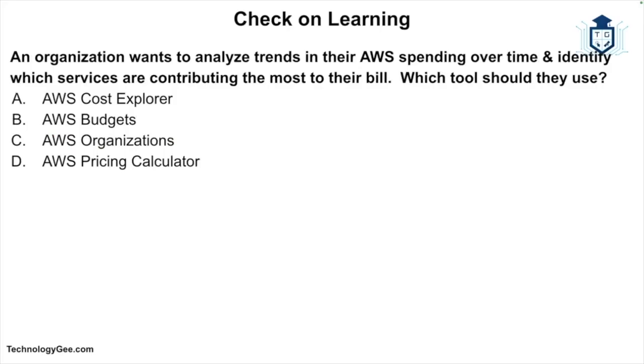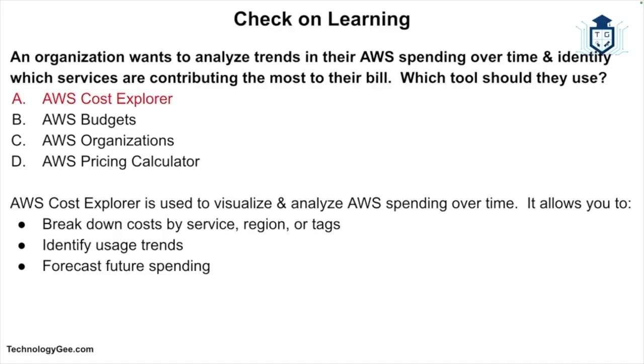Next question. An organization wants to analyze trends in their AWS spending over time and identify which services are contributing the most to their bill. Which tool should they use? Should they use AWS Cost Explorer, Budgets, Organizations, or the Pricing Calculator? And the correct answer is they're going to use the AWS Cost Explorer. So Cost Explorer, this is used to visualize and analyze AWS spending over time. It allows you to break down costs by service, regions, or tags. You can identify usage trends, and it can help you forecast future spending.